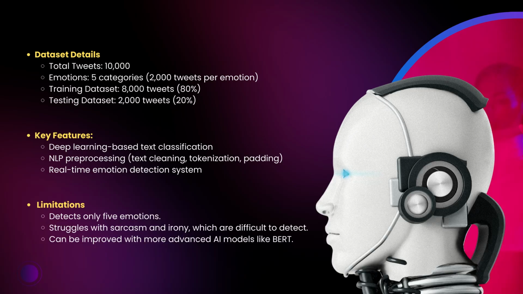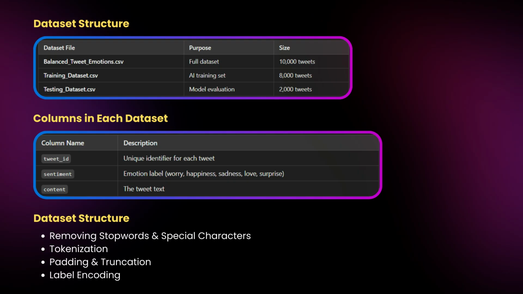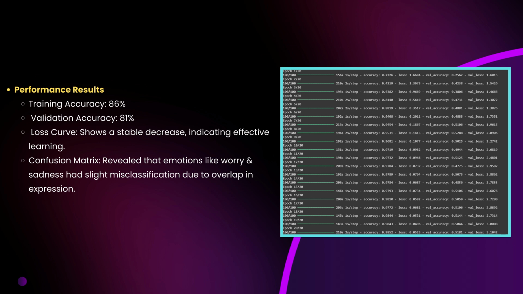The model was trained on 10,000 tweets labeled into 5 emotions, using 80% for training and 20% for testing. Text preprocessing included cleaning, tokenization, padding, and label encoding. The deep learning architecture uses an embedding layer, bidirectional LSTM, dropout, and a dense layer with softmax output. It achieved 86% training accuracy and 81% validation accuracy.